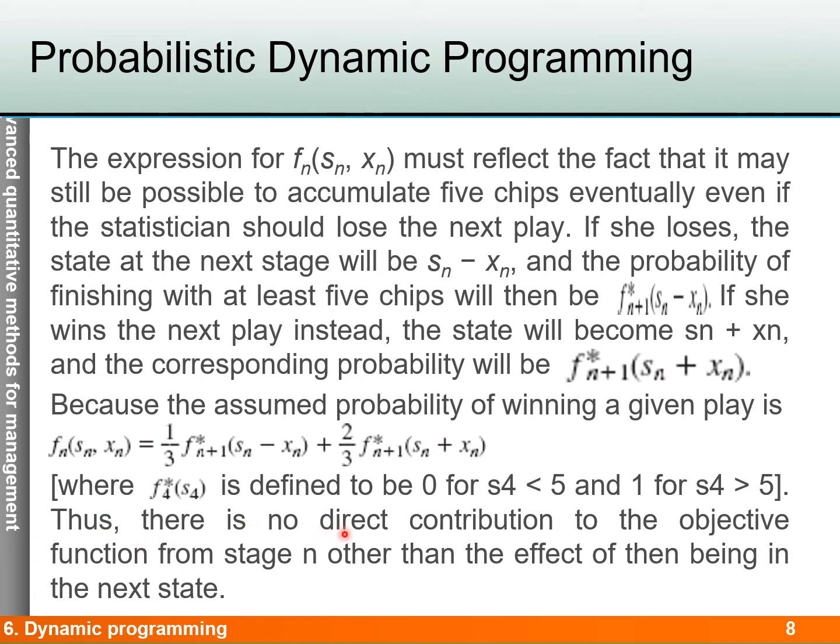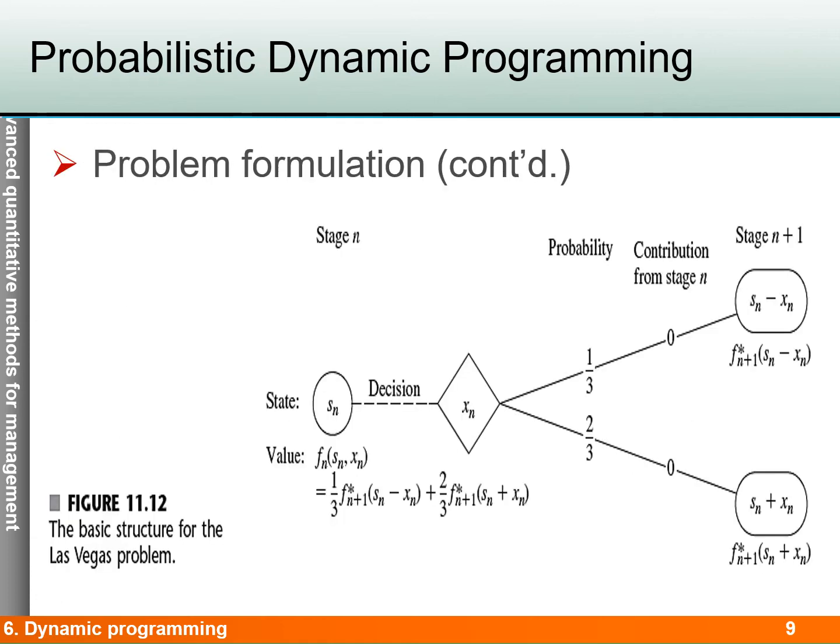Thus, there is no direct contribution to the objective function from stage n other than the effect of then being in the next state. To this end, and what we see here, this is a probabilistic dynamic programming problem. Let's review the solution of this example to understand it better. In this figure, you see schematically what happens and what this formula is.